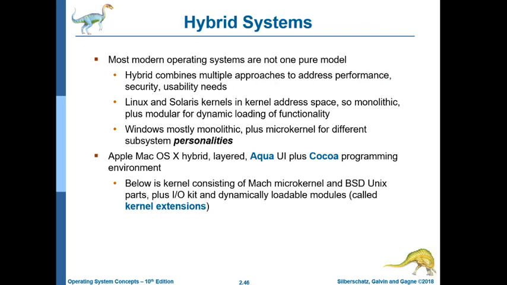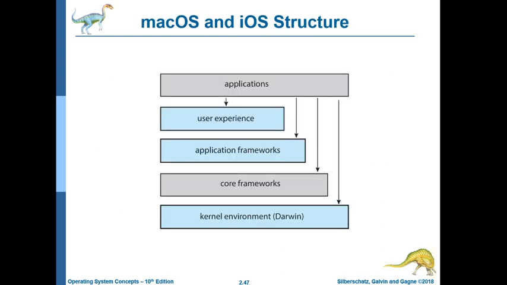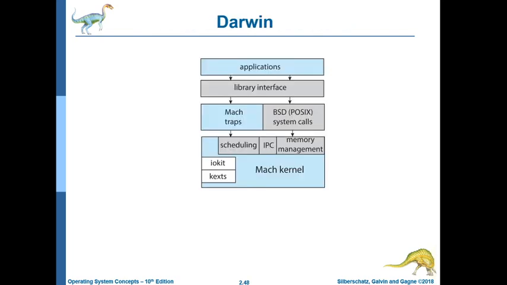So a hybrid system is a bit weird. Mac OS X is a hybrid. It's layered. They have an Aqua UI plus a Cocoa programming environment. It has a kernel, a microkernel, and a BSD Unix part, which makes it pretty much a combination of both. And you can see part of the macrokernel and microkernel inside it to provide basically the Darwin operating system, based on iOS.